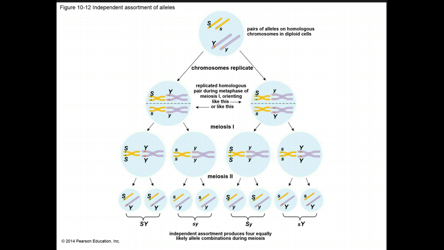Multiple traits are inherited independently because the alleles of one gene are distributed to gametes independently of the alleles for other genes. Independent assortment will occur when the traits being studied are controlled by genes on different pairs of homologous chromosomes. The physical basis of independent assortment has to do with the way homologous pairs line up during meiosis. Which of the two homologous chromosome pairs is on top occurs randomly for all pairs. So the homologous chromosomes assort randomly and independent of one another at anaphase I.